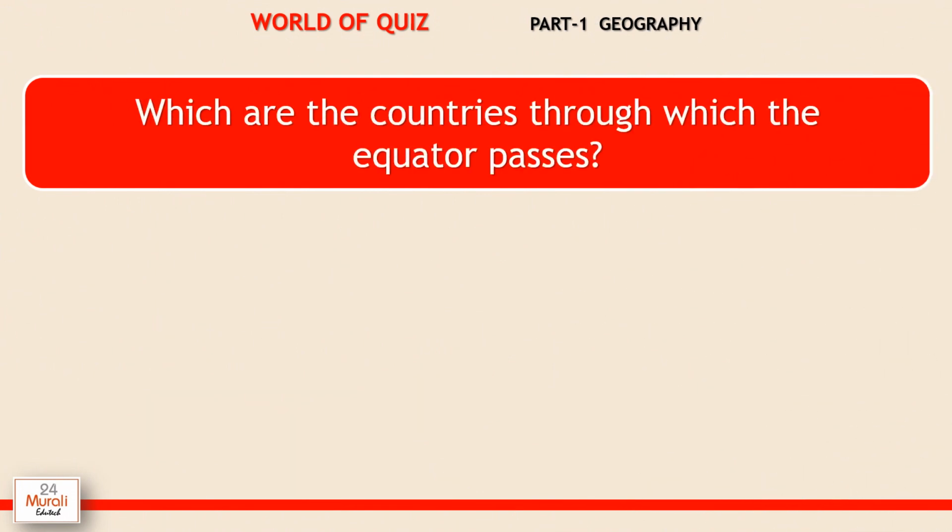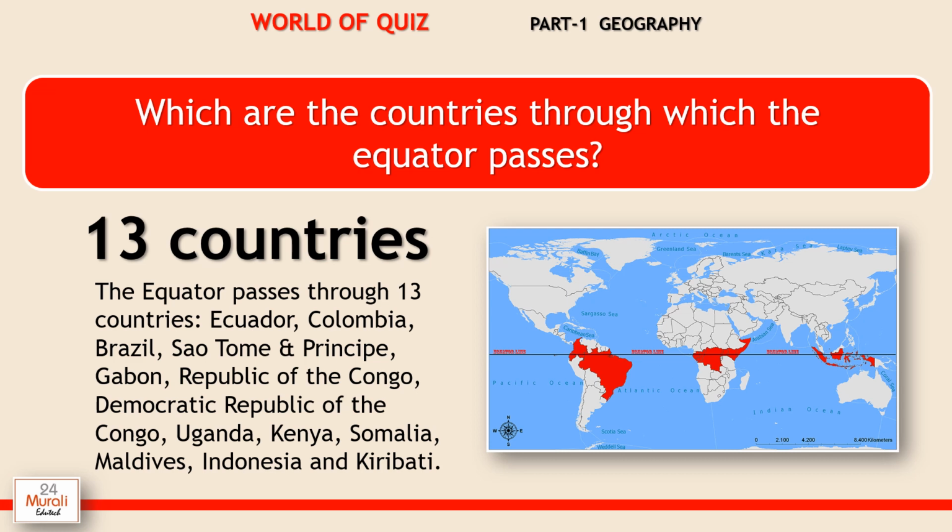Which are the countries through which the equator passes? 13 countries. The equator passes through 13 countries: Ecuador, Colombia, Brazil, São Tomé and Príncipe, Gabon, Republic of the Congo, Democratic Republic of the Congo, Uganda, Kenya, Somalia, Maldives, Indonesia and Kiribati.